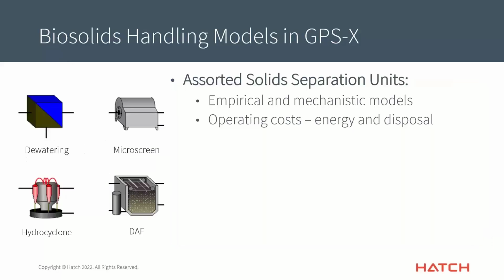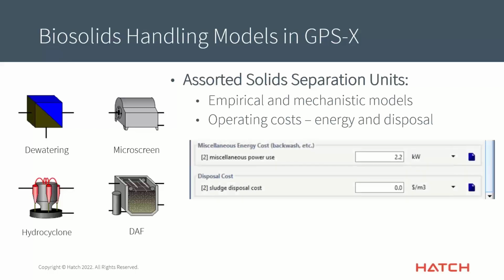Okay. Next step down the list. So now there's other assorted solid separation units for doing dewatering, microscreening, hydrocyclone, et cetera, et cetera. These are all there. Almost all of them have exactly the same kind of setup where you can specify energy usage and your disposal costs. So wherever the solids are going, you can associate that and figure out what cost you might want to associate there.